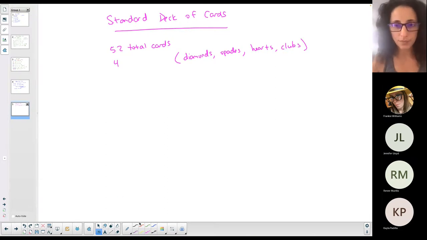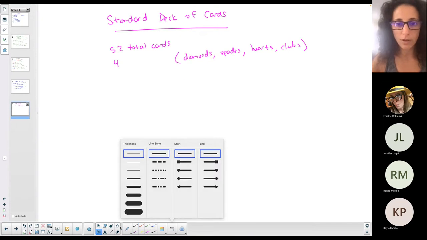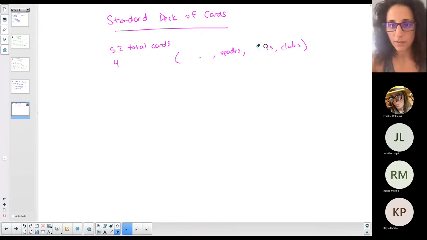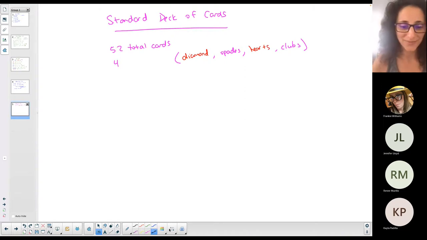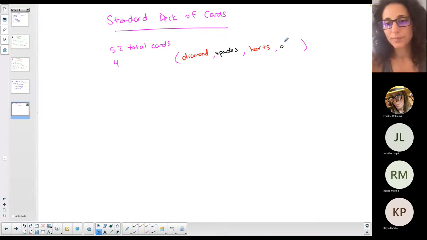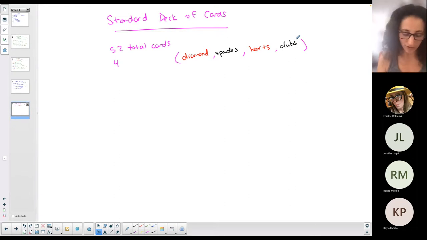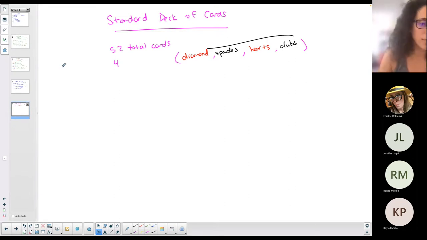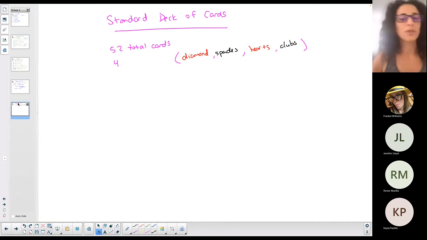Actually, I should color coordinate this too. The diamonds and hearts are red cards. Tell me if this sounds familiar. And then the spades and the clubs are black cards. And guarantee when you do probability, you're going to see something with a deck of cards. Typical, like you're selecting a marble out of a bag, or you're doing a deck of cards, or I see a spinner in your stuff. This is all typical probability stuff.